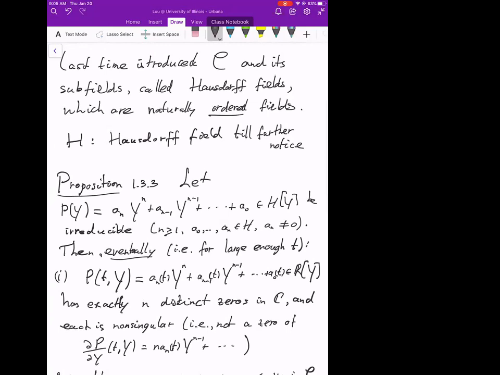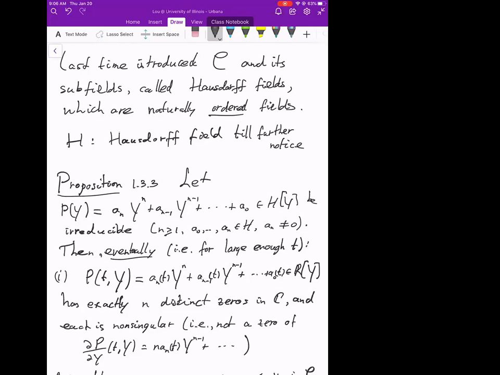Well, I defined last time Hausdorff fields as a subfield of curly C. There is no derivation here. I'm starting with something quite primitive, which is just an ordered field. It's not an H-field or a Hardy field yet. There is no derivation present yet.